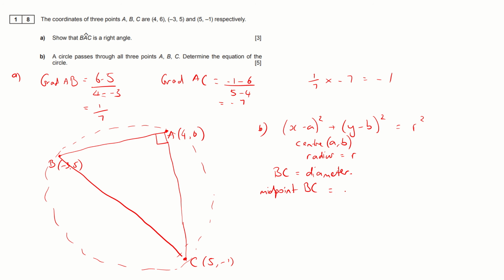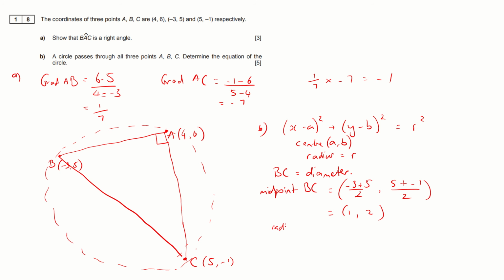Midpoint of BC, I know the two coordinates. Midpoint is add the two x ones together and half it. Add the two y ones together and half it. So what's that? That is 2 over 2, which is 1, and 4 over 2, which is 2. So yeah, 1, 2 as the midpoint.